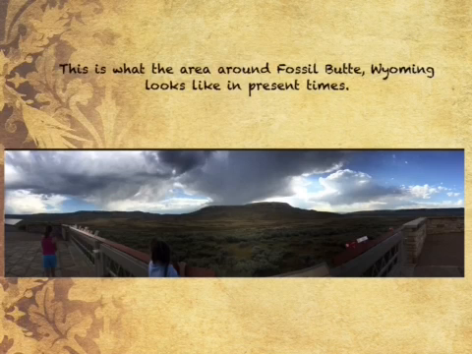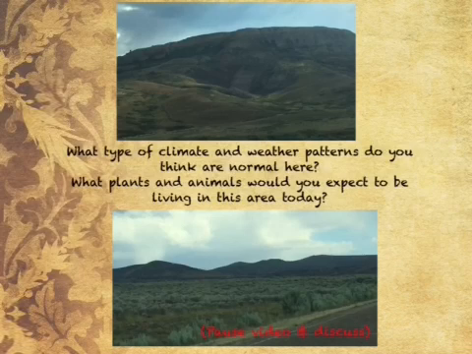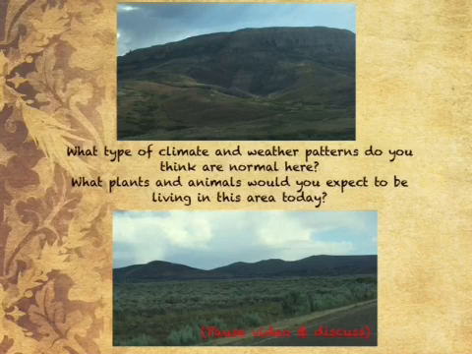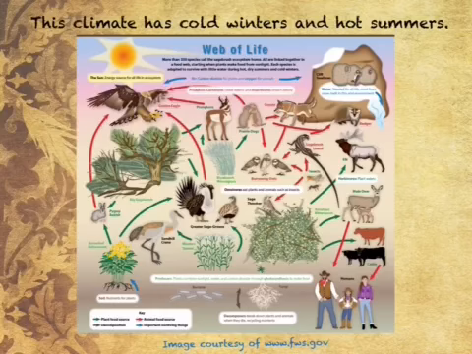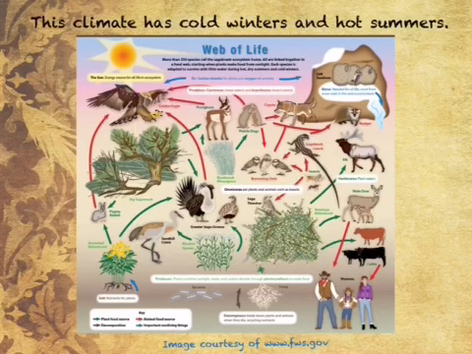This is what the area around Fossil Butte, Wyoming looks like in present times. Here are a couple more pictures as well. What type of climate and weather patterns do you think are normal here? What plants and animals would you expect to be living in this area today? Yes, this climate has cold winters and hot summers.